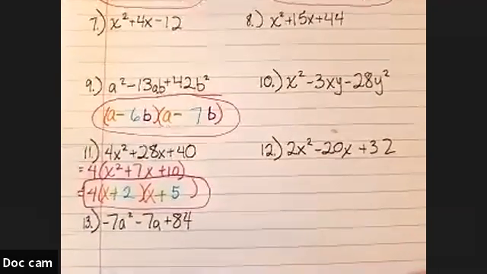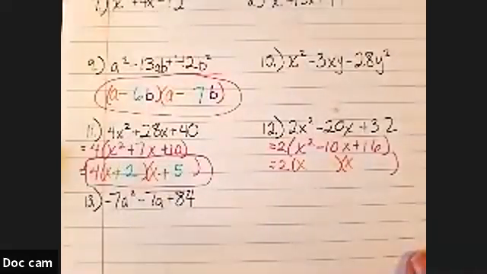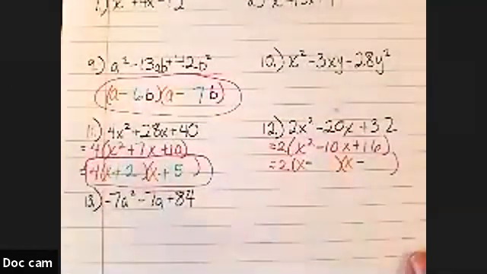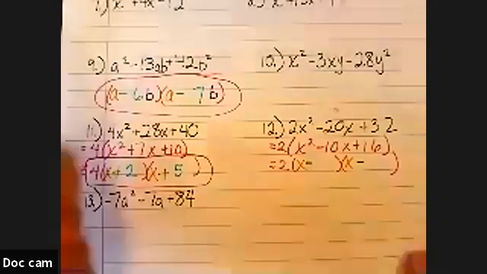And then number 12 is kind of the same way. You're going to factor out the GCF first, which is 2. So it's going to be 2 parentheses x squared minus 10x plus 16. And then just leave that 2 in the front. And then do our 2 sets of parentheses and our 2 x's. This time we're looking for 2 numbers that multiply to a positive, which means the same sign. Adding up to a negative means that's going to be both negatives. And then 2 numbers that multiply to 16 and add up to 10 are going to be 8 and 2.